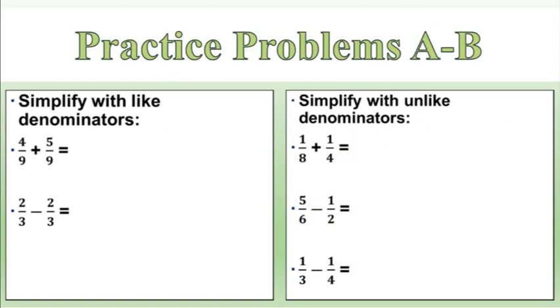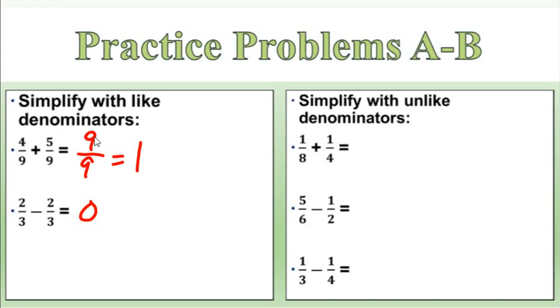Next problem is more with like denominators. Denominators are the same, so I add the numerators. 4 plus 5 is 9, over 9, that's the same as 1. 2/3 minus 2/3 is just 0.